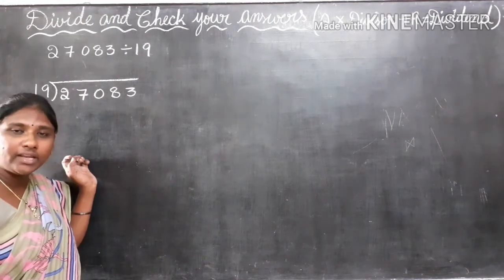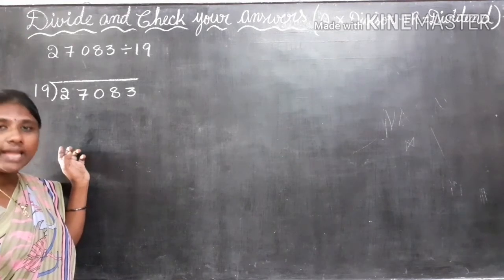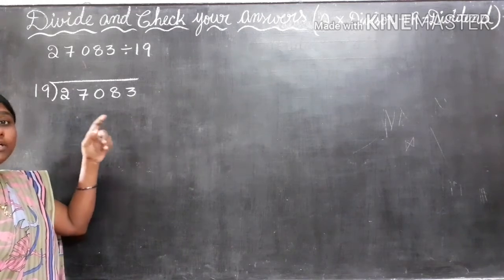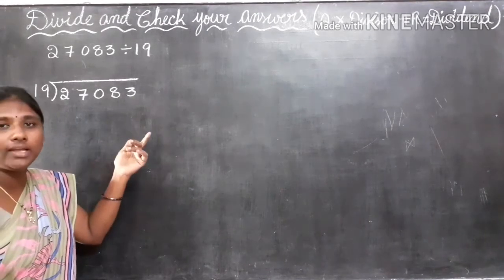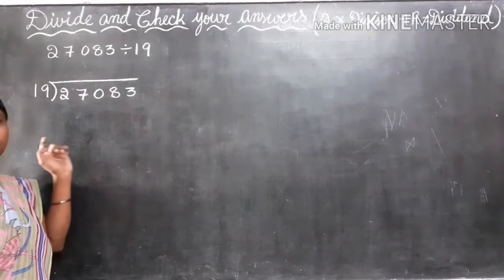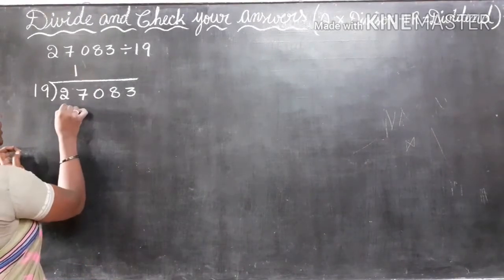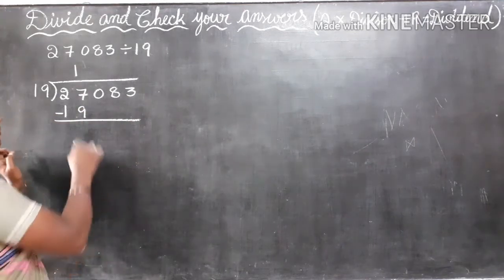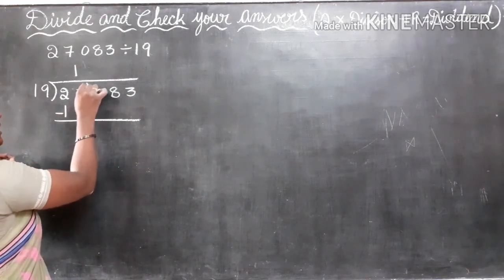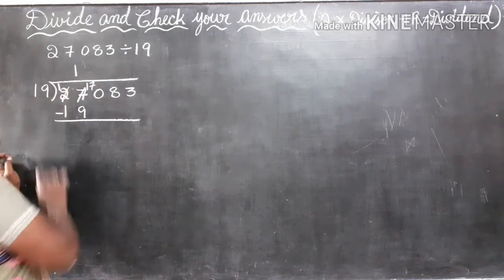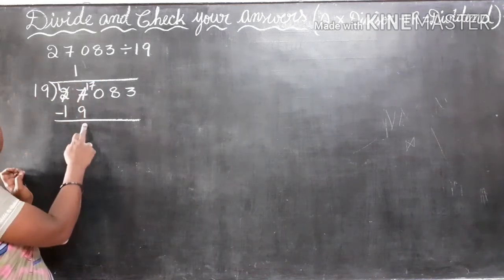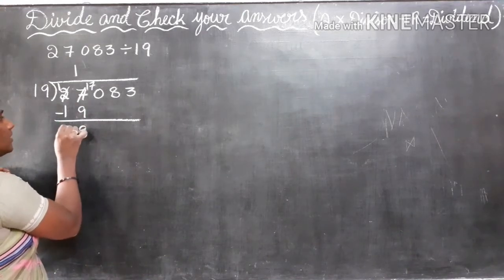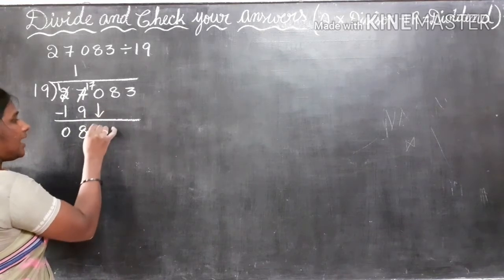19 ones are 19. 19 twos are 38. This 38 is more than 27. So we have to take 19 ones are 19. Now we have to do the subtraction. From here to here it is borrow. It is 17. Here it is 1. 17 minus 9, how much? 8. 1 minus 1, 0. Next take this 0 here, 80.